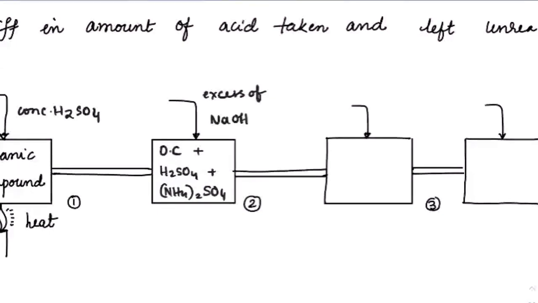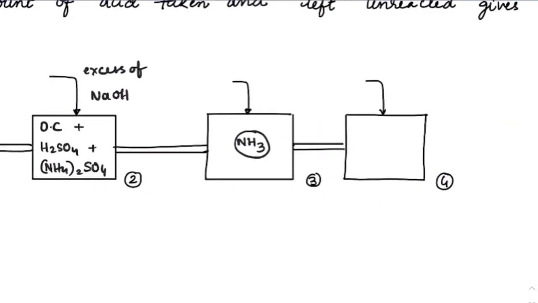On adding excess NaOH, it will react with the leftover H2SO4 and get neutralized, and the ammonium sulfate will also react with NaOH to form Na2SO4 and release ammonia gas. We start collecting the gas that is coming, which is ammonia, right? Let us say in this third chamber I have collected ammonia gas. Again, I will react that with H2SO4. We can take either dilute or concentrated, it doesn't matter.